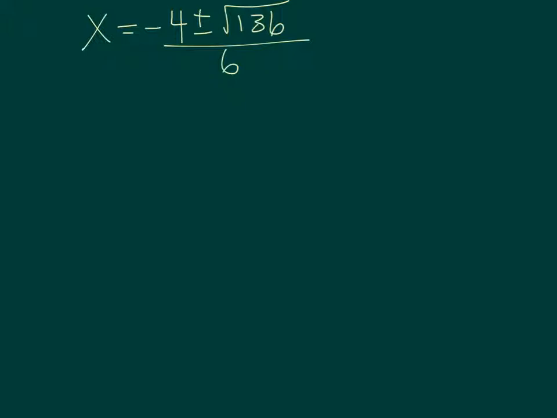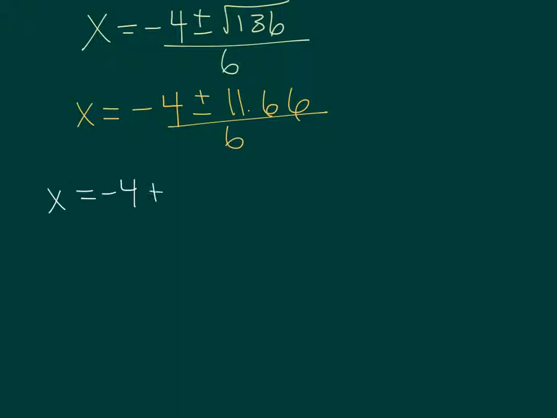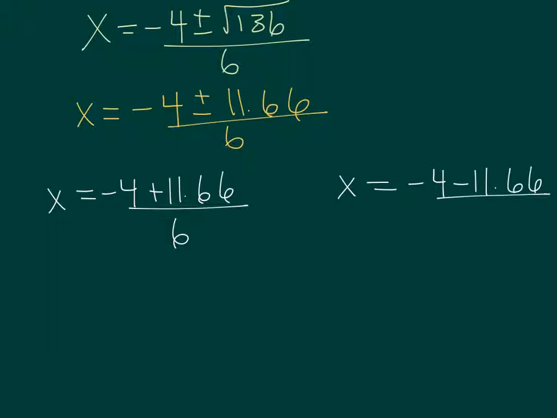All right, so now I need to find the square root of 136. Now we're jumping into a decimal. Now my deal is round to the nearest hundredth, so 2 places to the right of the decimal. So we're going to get negative 4 plus or minus 11.66 over 6, which means I have x equals negative 4 plus 11.66 divided by 6, and I have x equals negative 4 minus 11.66, all divided by 6.